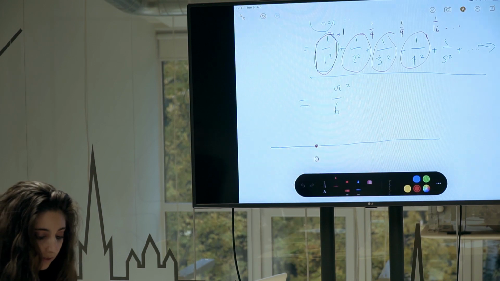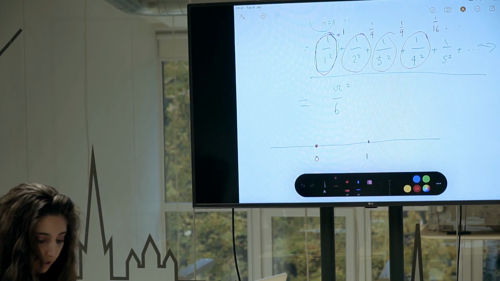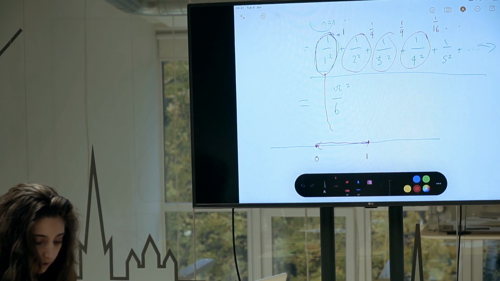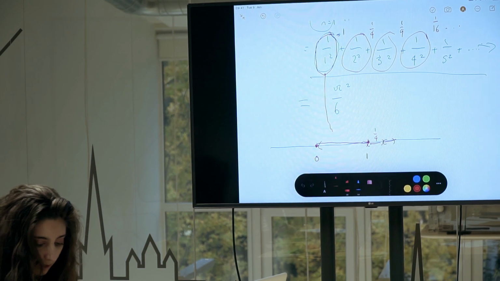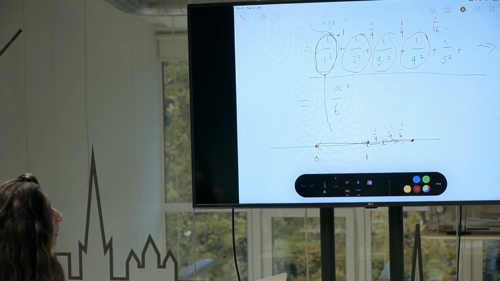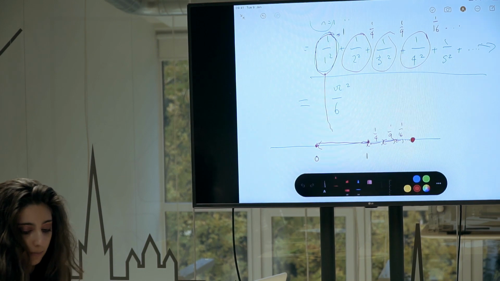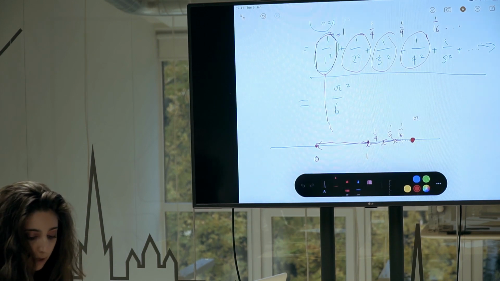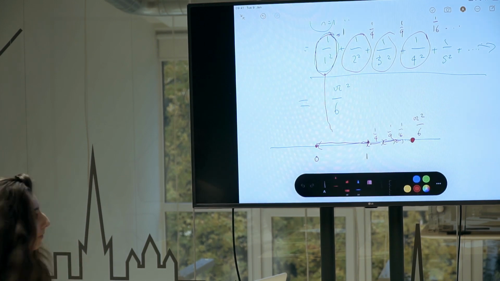So if we have a number line, 0, number 1, so that's the first one. That's 1. The next one is 1/4. Next one is 1/9, which is smaller than 1/4. 1/16, which is smaller, and so on. And we keep adding these together, and they get smaller and smaller each time to the point that they kind of hit this number here. And this turns out to be pi squared over 6.